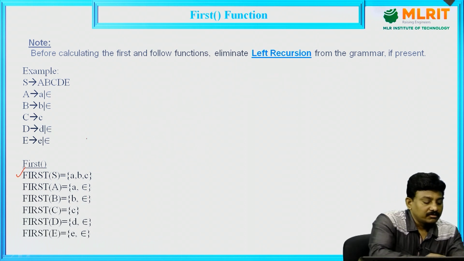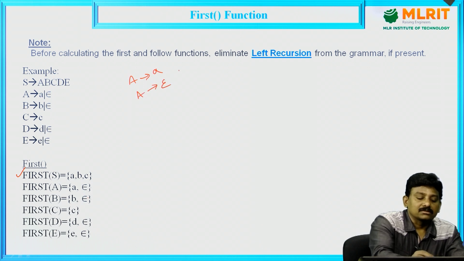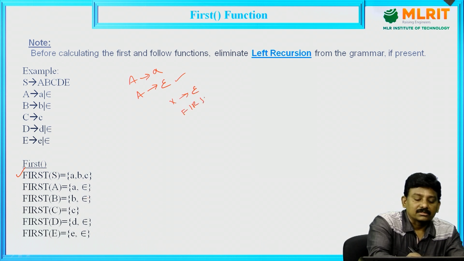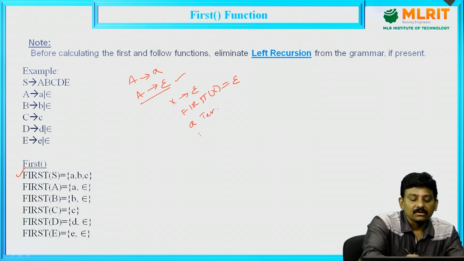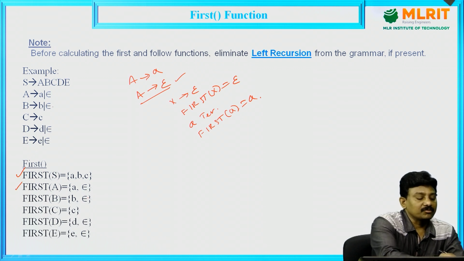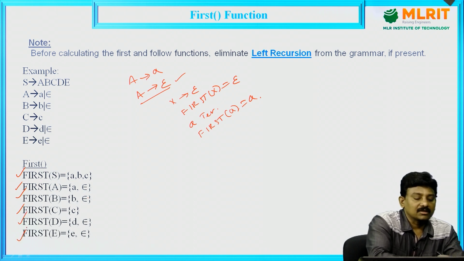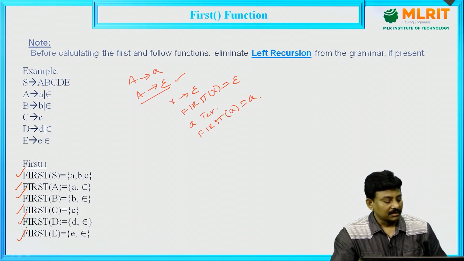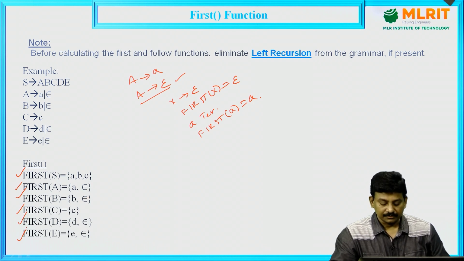Now first of A: we have two rules, A derives a and A derives epsilon. According to rule 1, if X derives epsilon, first of X includes epsilon. Here first of A is epsilon. If a is a terminal, according to the second rule, first of a is a. So the answer for first of A is a comma epsilon. Like that, first of B is b comma epsilon, first of C is c only, first of D is d comma epsilon, first of E is e comma epsilon. Like that, you have to calculate the first function for the given grammar.